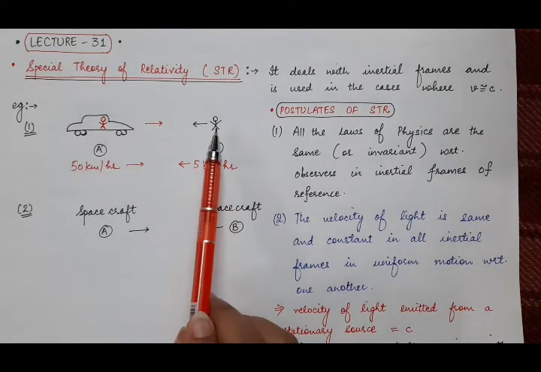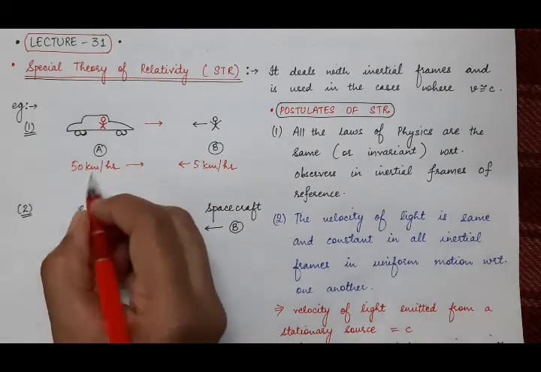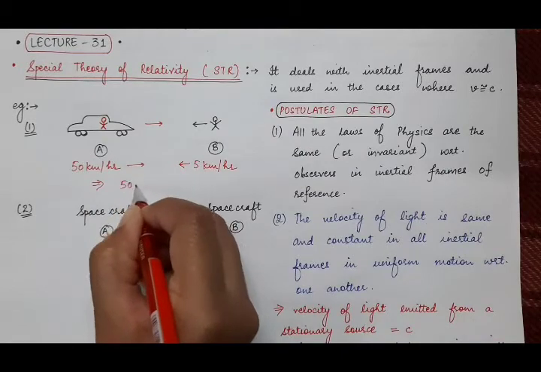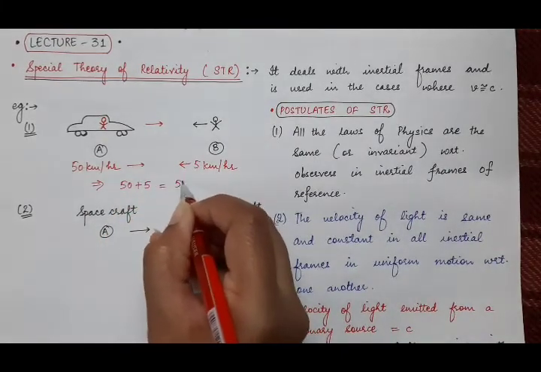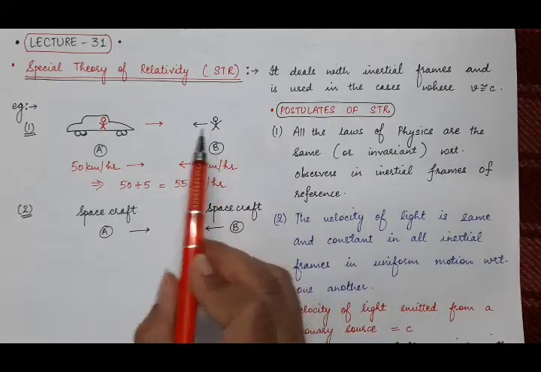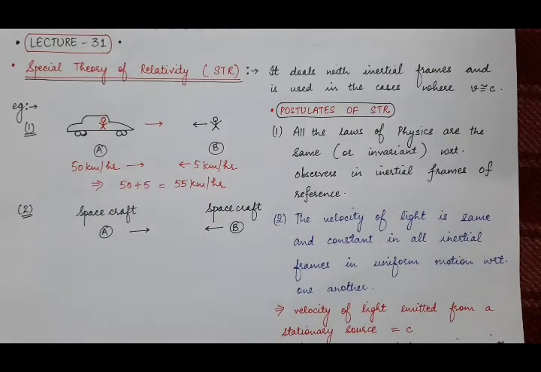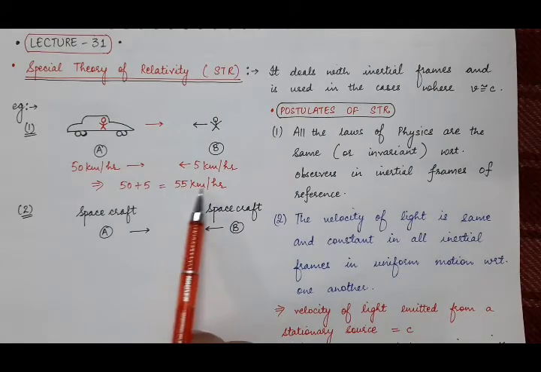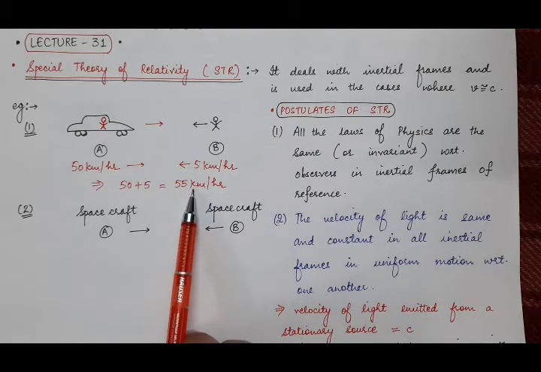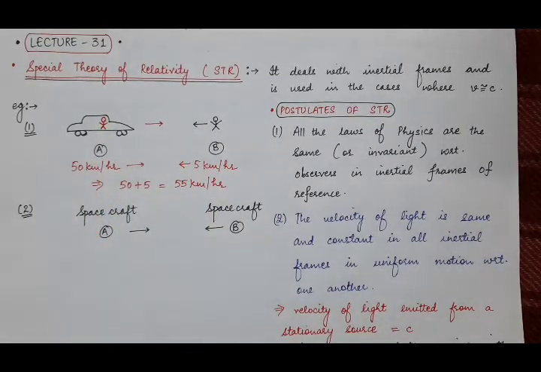So this person will feel that the car is approaching at a speed of 50 plus 5 is equal to 55 km per hour. It will seem to this person that the car is approaching me at 55 km per hour. So this is the relative velocity of the car with respect to this person. The same is the case for the relative velocity of this person with respect to the car. It is 55 km per hour.